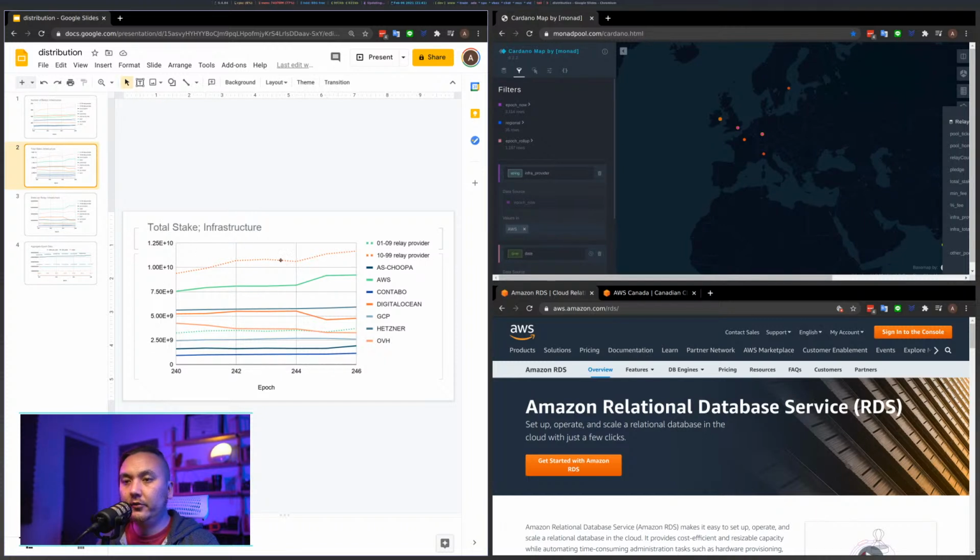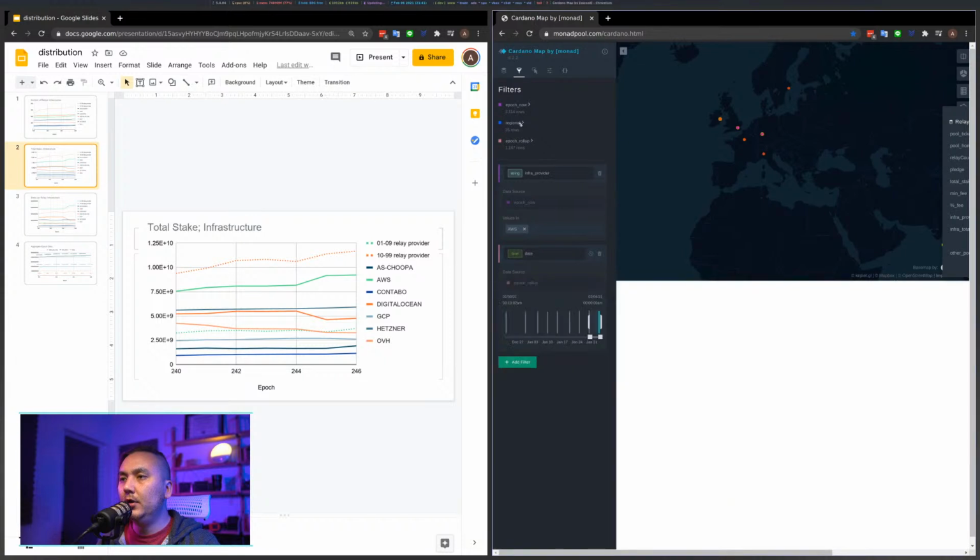And like I said, there are some pretty interesting things here in that the 10 to 99 relay providers are not as small as I thought they would have been, and they are actually pretty significant in terms of how much ADA they're holding on. So I don't have to be my usually grumpy self. There's some optimism here. Oh, that's neat. That's neat.